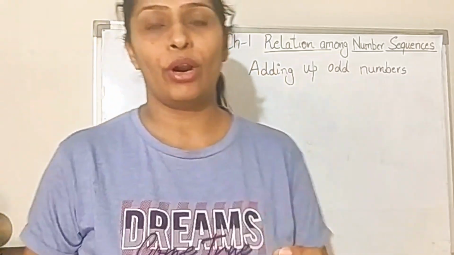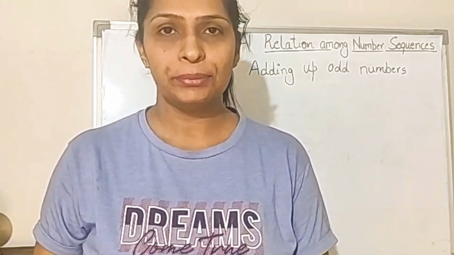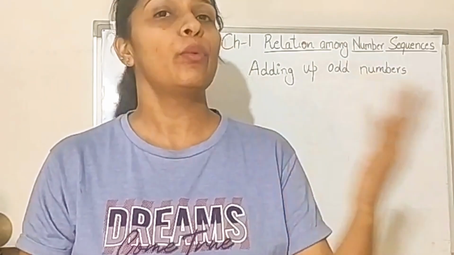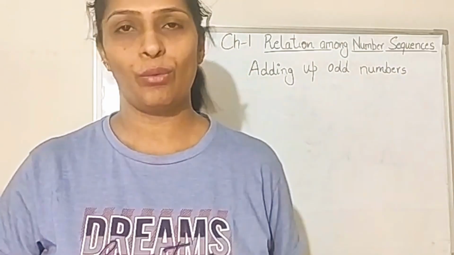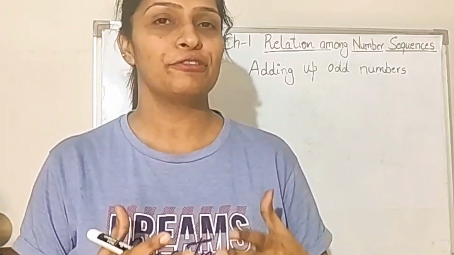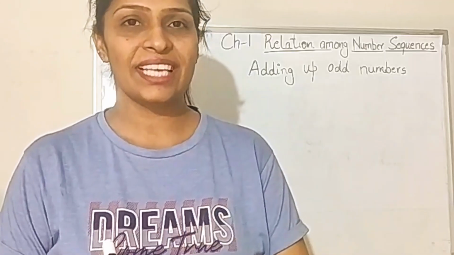So, today's topic is adding up odd numbers. In the previous video, we have seen what odd numbers are, the numbers which can't be in pairs, like 1, 3, 5, 7 and so on. Now we will study and understand a very interesting pattern of the odd numbers. Are you excited for that?